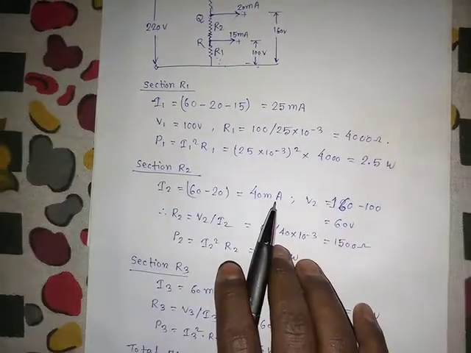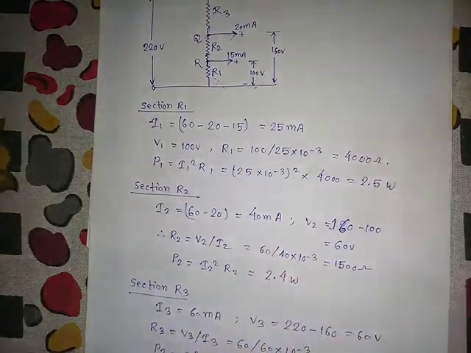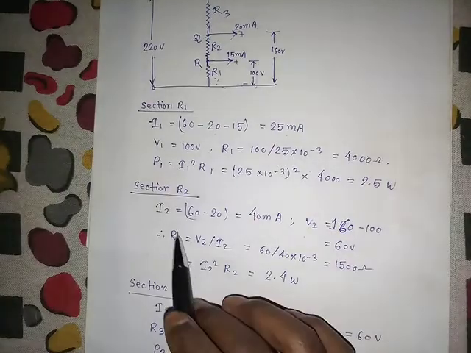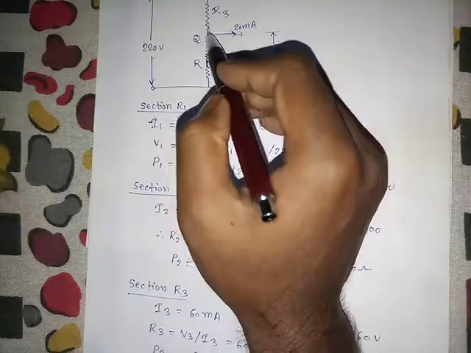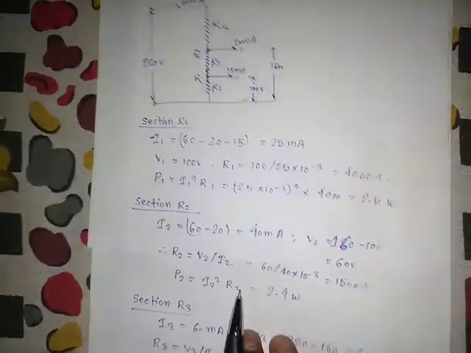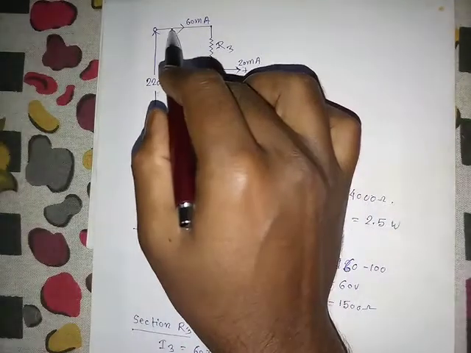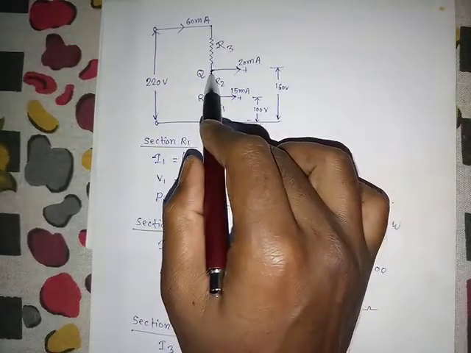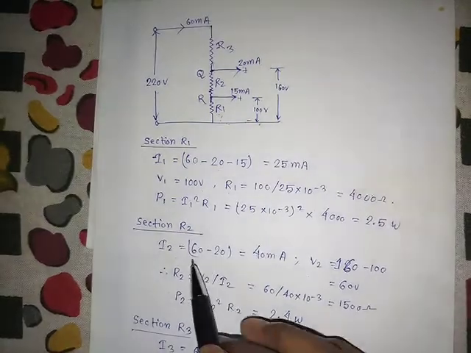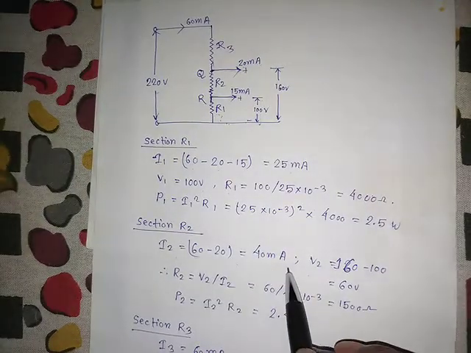Now going to the next section. In the next section, apply KCL at point Q. At point Q, 60 milliampere is incoming and 20 milliampere is outgoing. So what is our answer? 60 minus 20, that is 40 milliampere.